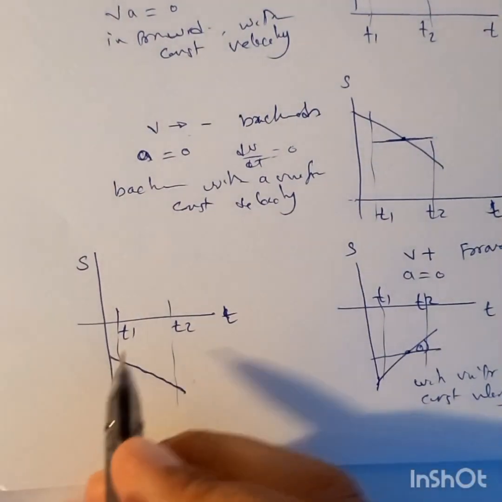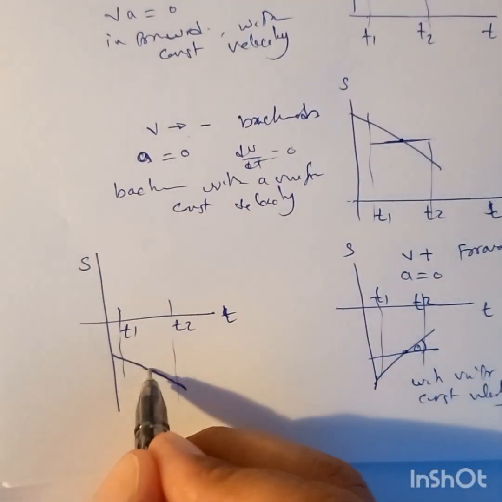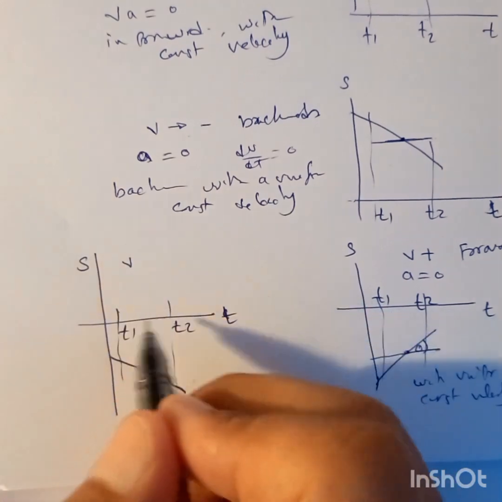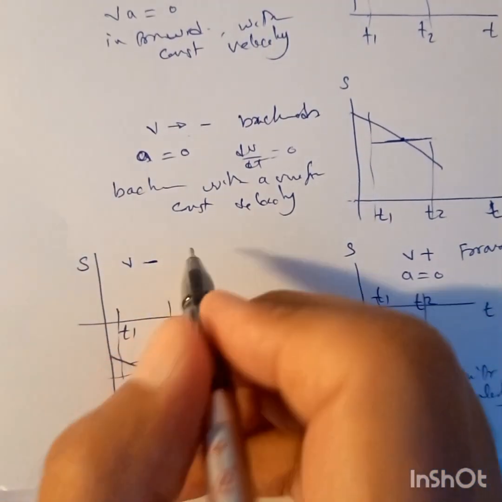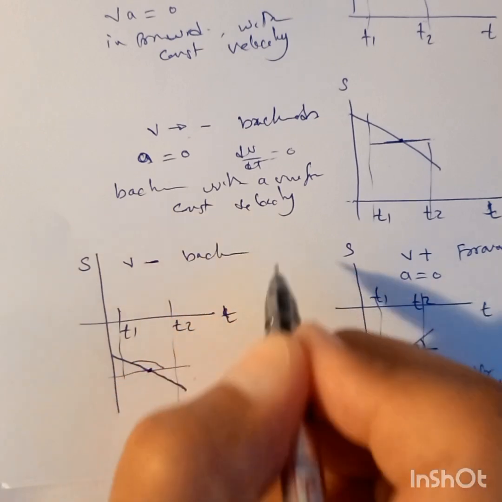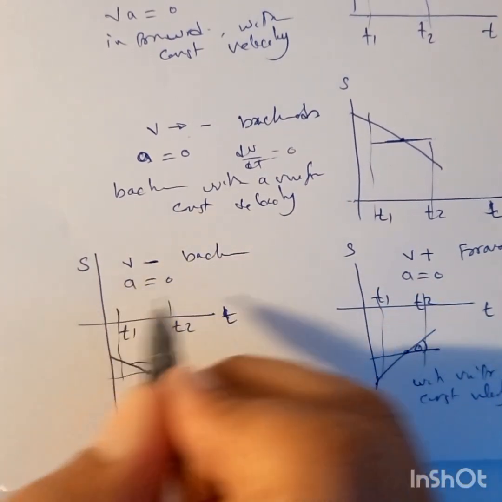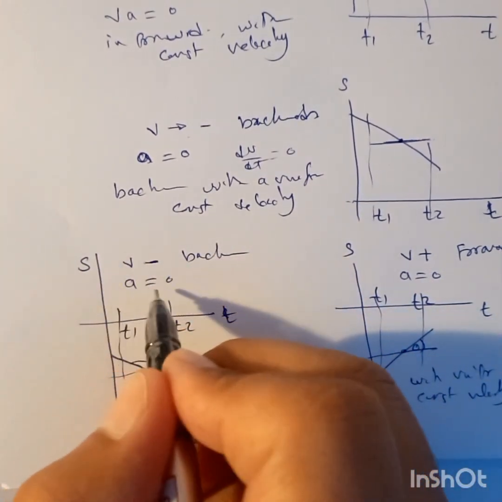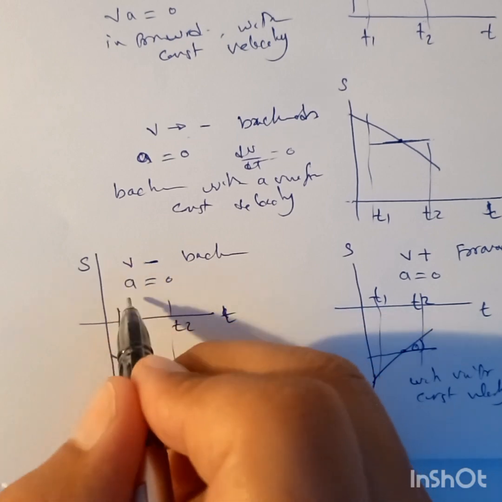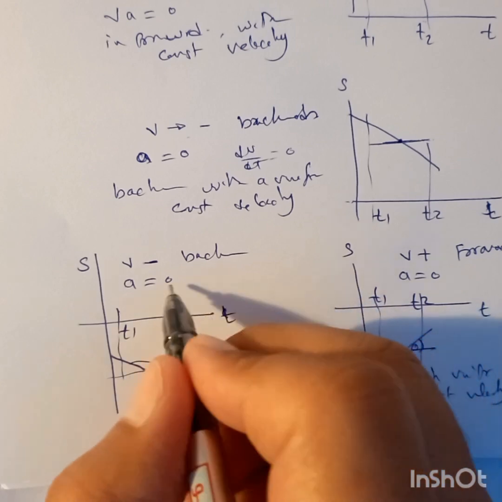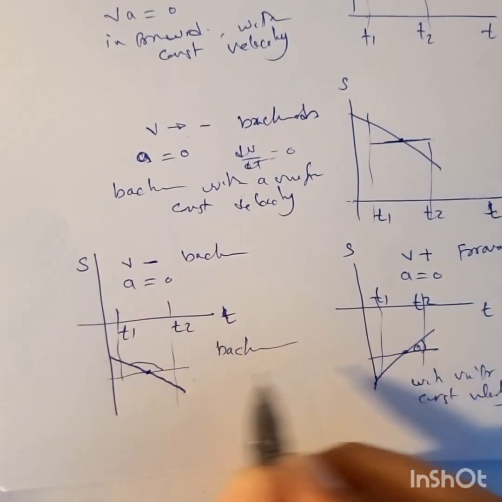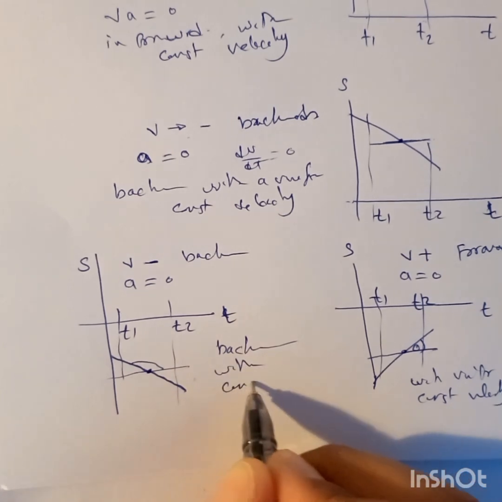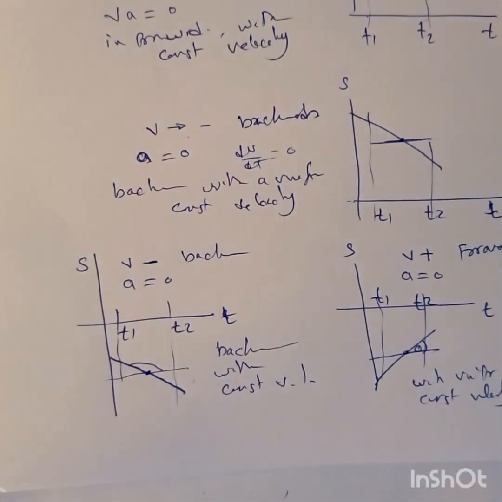Also for this curve, between t1 and t2, the velocity here is negative as the slope of this curve is negative. This angle is obtuse, then we have backwards direction. For acceleration here, it equals 0 as v is constant, and the first derivative of v with respect to t is 0, which is represented by this acceleration. Then the motion here is in backwards direction with constant or uniform velocity.